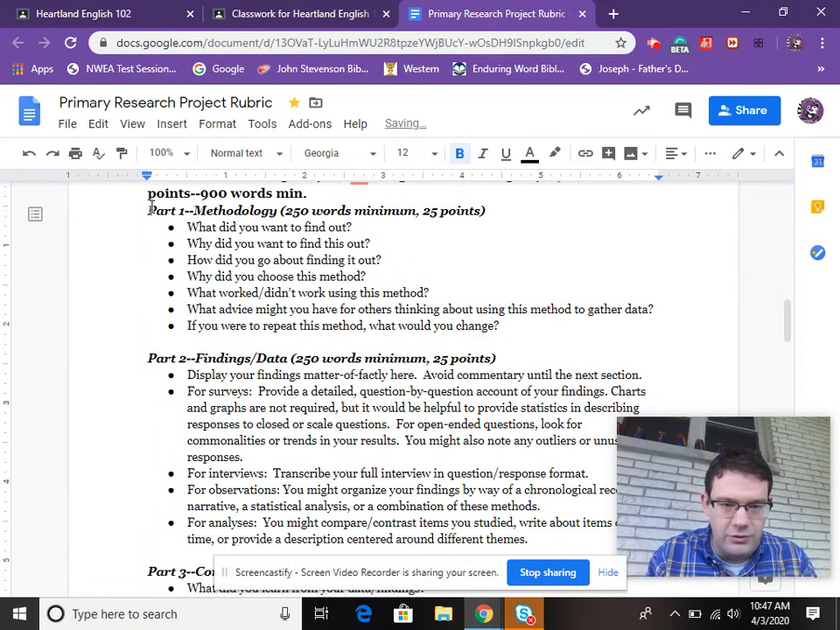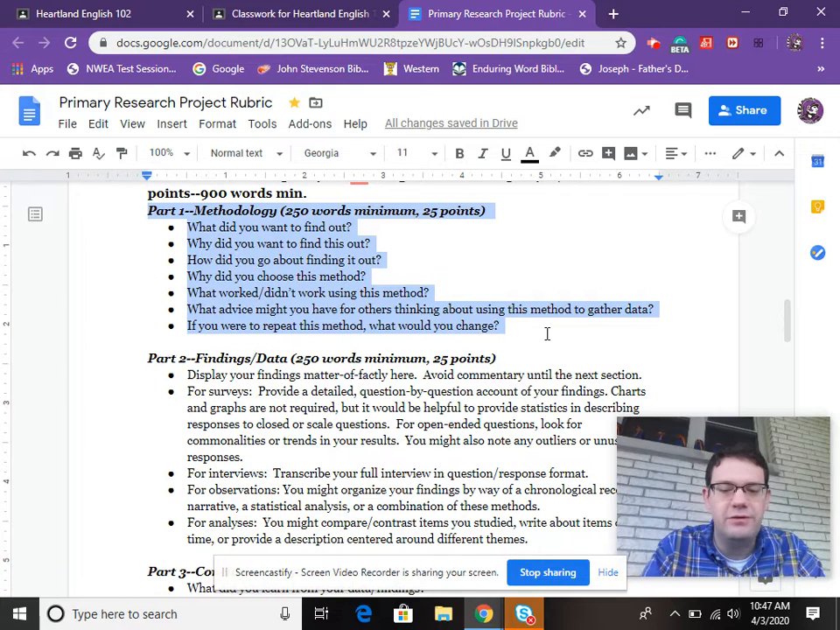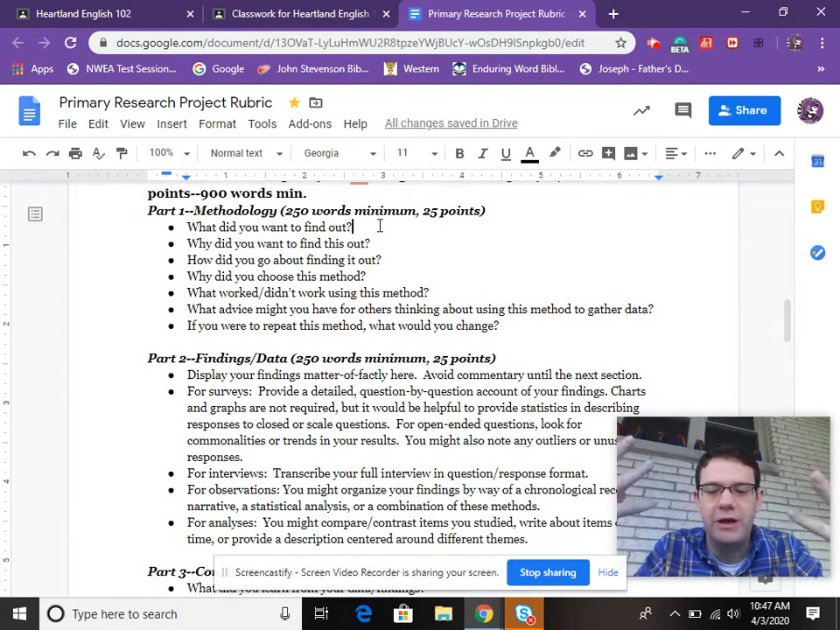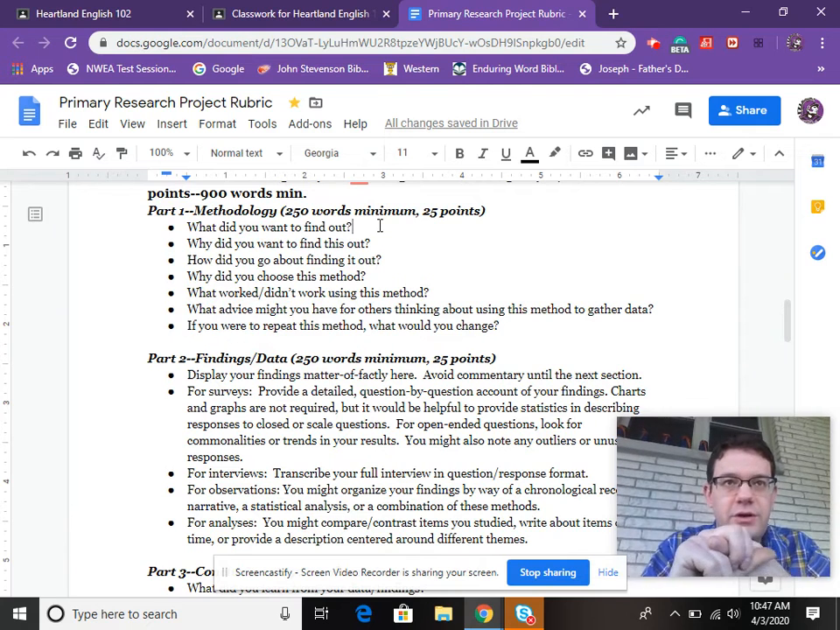Just a reminder, this is broken up into three parts. First up is methodology, which is basically just you explaining the method that you used to gather your data. You don't have to answer all the questions listed here, but I want you to be reflective about it, really explaining: here was my project, here was the idea, here's what I set out to explore or find out, and here's how I went about it.